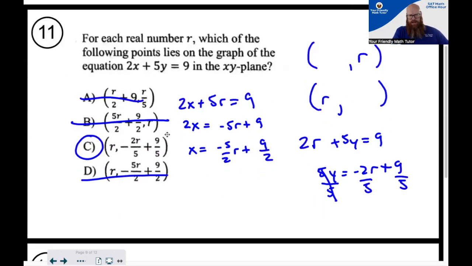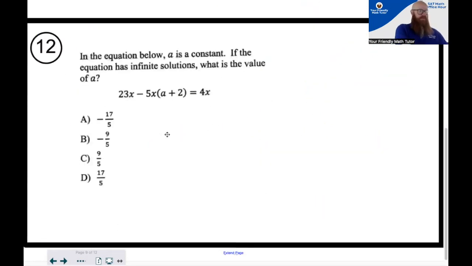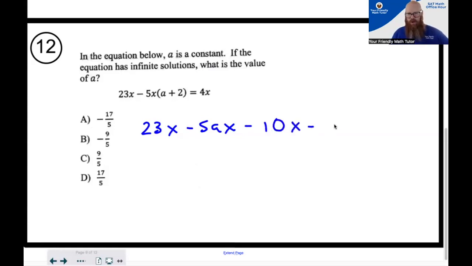All right. Moving on to number 12. So we've got one where it's infinite solutions. So we've got to do a little bit of work first. So 23x minus 5ax minus 10x equals 4x.